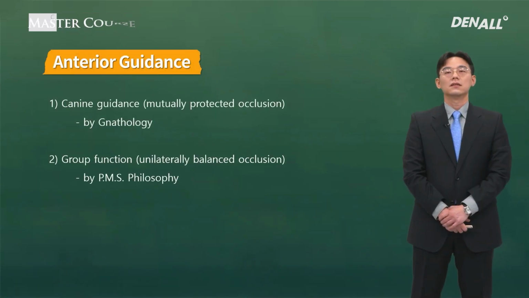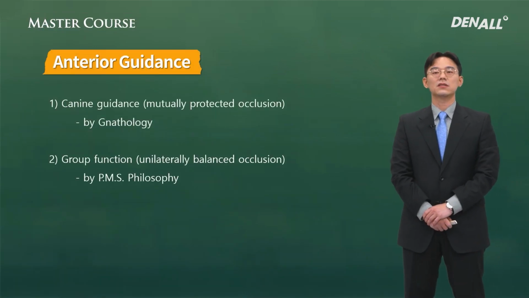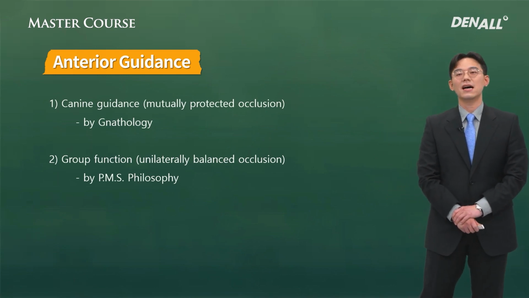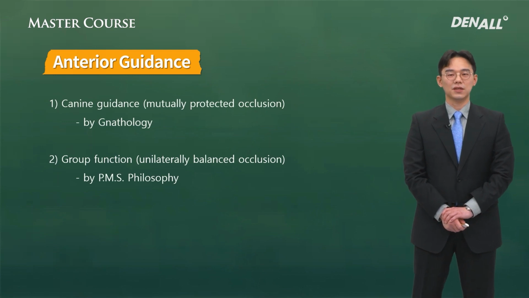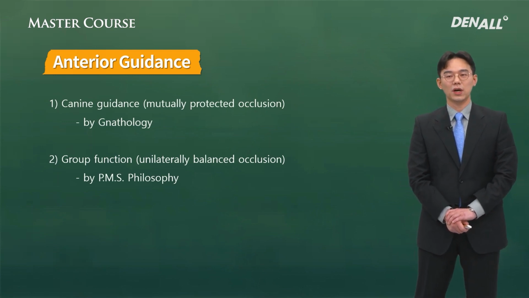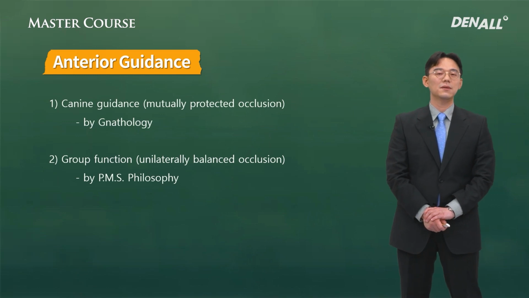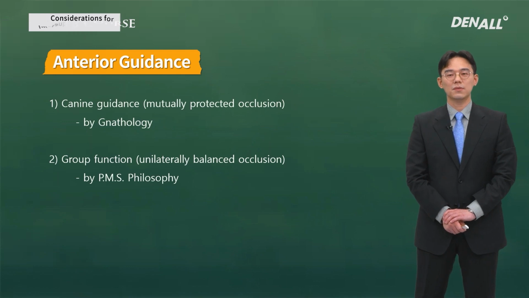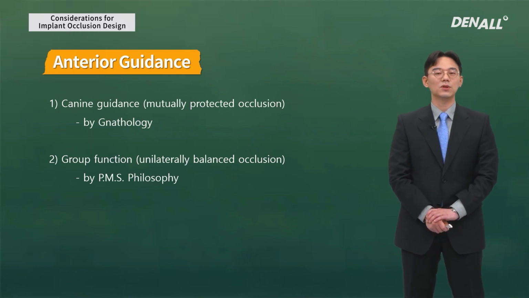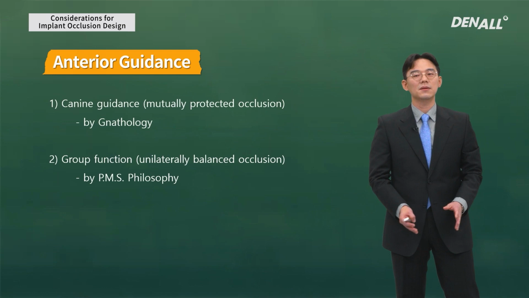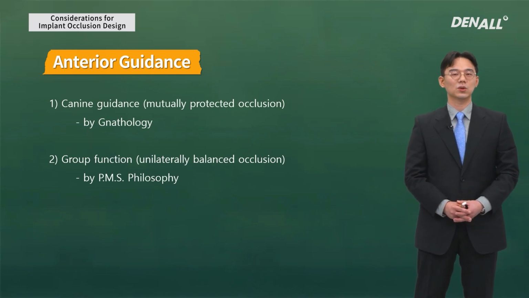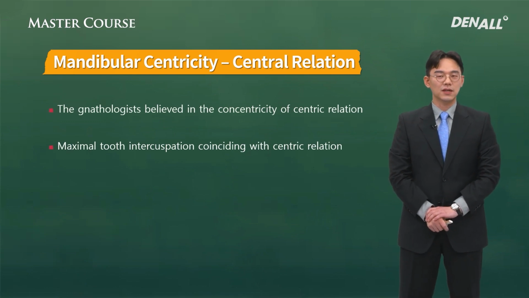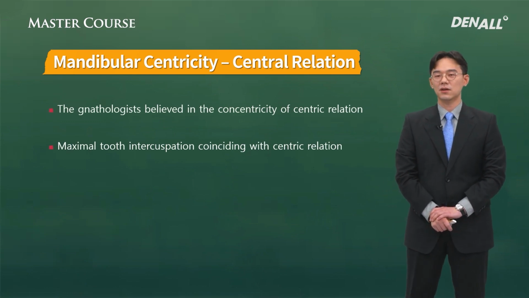And in the 1960s, the anterior guidance concept was completed, combining the canine guidance by gnathology and incisal guidance by PMS, mutually protected occlusion by gnathology and group function by PMS. The only difference is that in canine guidance occlusion during lateral movement, only canines are closed and other teeth are discluded, but in PMS, all teeth can be discluded. They also had different views on centric relation and maximal intercuspation.